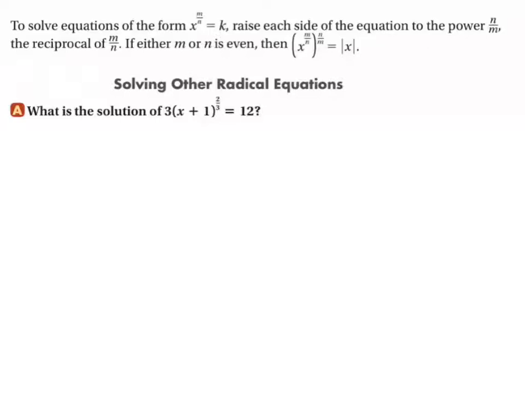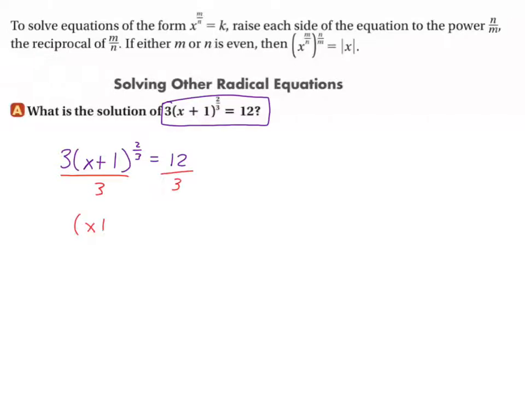So let's look at this first one. It asks us to solve this equation. So we've got 3 times x plus 1 to the 2/3 power equals 12. First thing we want to do is get rid of this 3, so we'll divide. So we've got x plus 1 to the 2/3 power equals 4. Now to get rid of that 2/3, we're going to raise both sides of this equation to the 3/2 power.